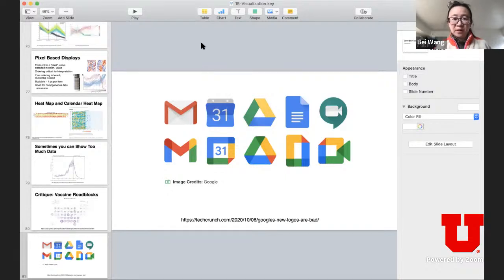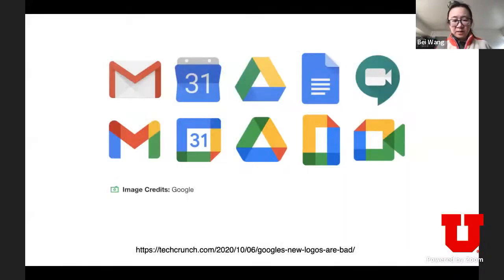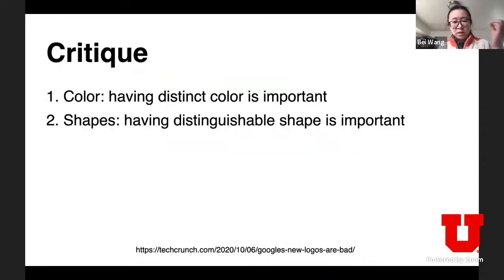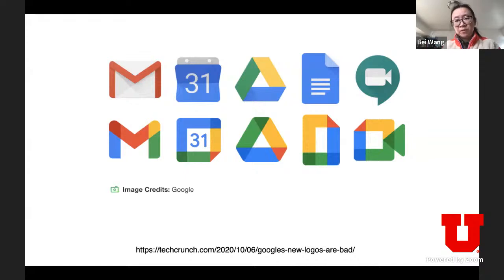All right, it says too similar. Exactly. So the major critique, which unfortunately they still haven't corrected, is that this is actually the joke: what Google sees is their design, and what the average user sees is all the same rainbow scale colors. There are two major things wrong with their design. In the old design, having distinct colors was very important. Pretty much all the visualizations they created had a distinct color, so they were utilizing color as one of the most important channels. Remember, shape is not as effective.